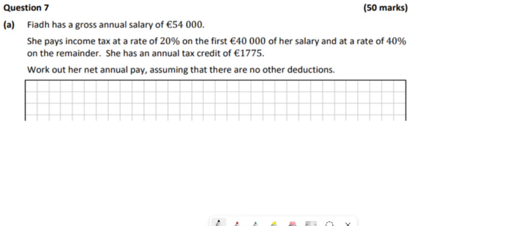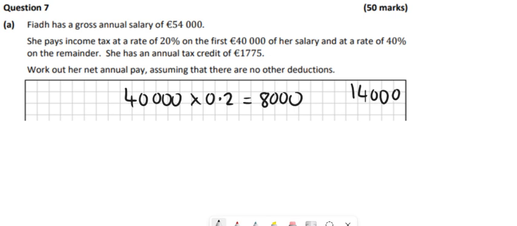She pays 20% on the first 40,000. So we're going to do 40,000 multiplied by 0.2, or use the percentage button on the calculator. That's 8,000. And then we're going to do the other 14,000. That's the 54,000 that she earns minus the 40,000. We've already paid 20% on the first part, so we multiply that by 0.4, and that would give us 5,600.